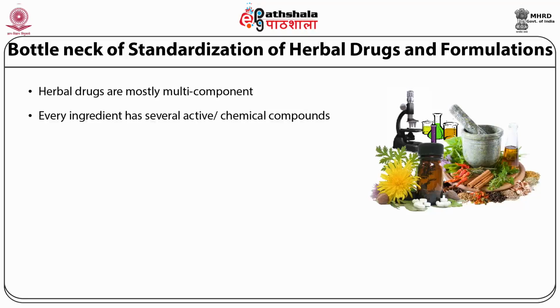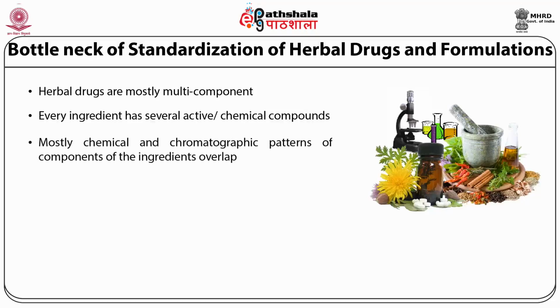Number three is that the chemical and chromatographic patterns of components of ingredients mostly overlap each other. So this is the other impediment or hurdle faced in the quality control of standard herbal drugs: the chemical and chromatographic patterns usually overlap, so they may give false positive or false negative results.